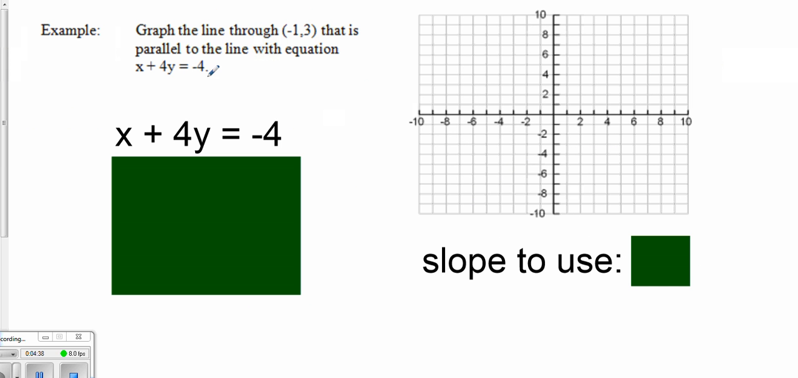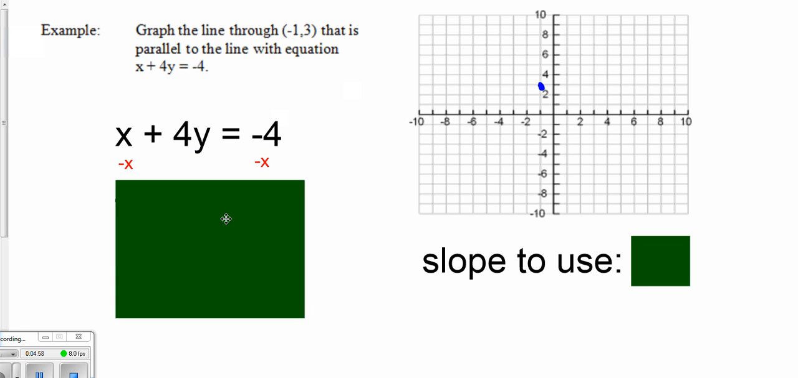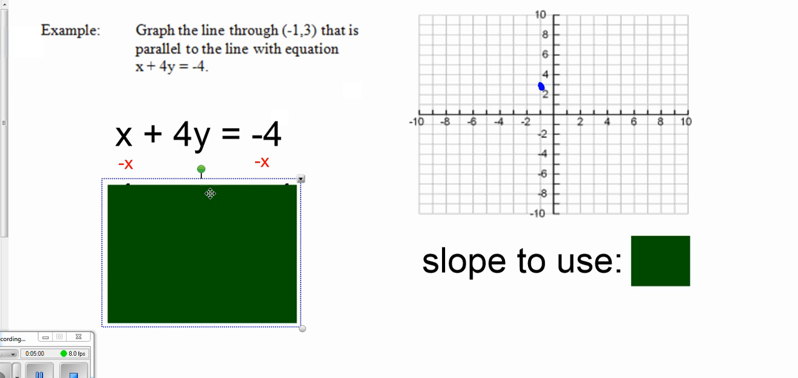Let's do that again. Graph the line through negative 1, 3 that is parallel to the line with the equation x plus 4y equals negative 4. So the point, remember, is negative 1, 3. We can plot that, get that part out of our way. Start with this equation, x plus 4y equals negative 4. Subtract that x from both sides. Again, you can think of it as 1x, so we're minusing 1x on both sides.